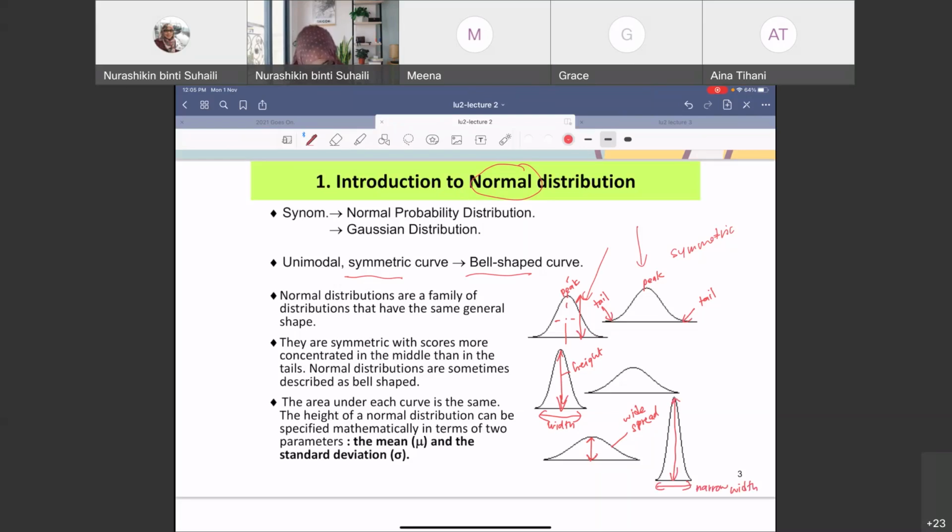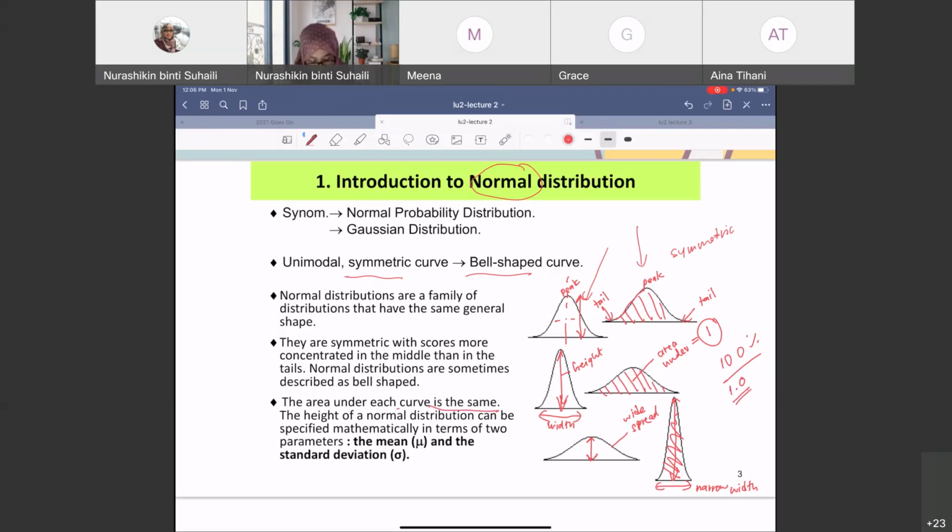Okay, what else? They are symmetric. The area under each curve is the same. Regardless of the type, if you see some of the peaks are tall and some are short, but the area under the curve, when we say area under the curve, is this one. This is the curve, right? So this is the area under the curve. All of this, the total area is equal to 1. Why is it 1? Because it's 100%. We are talking about probability, right? So the total probability is 100%. In decimal, we put it as 1. So the area under each curve is the same. Whether the peak is high or low, the width of the spread is narrow or wide, all of these are actually the same.